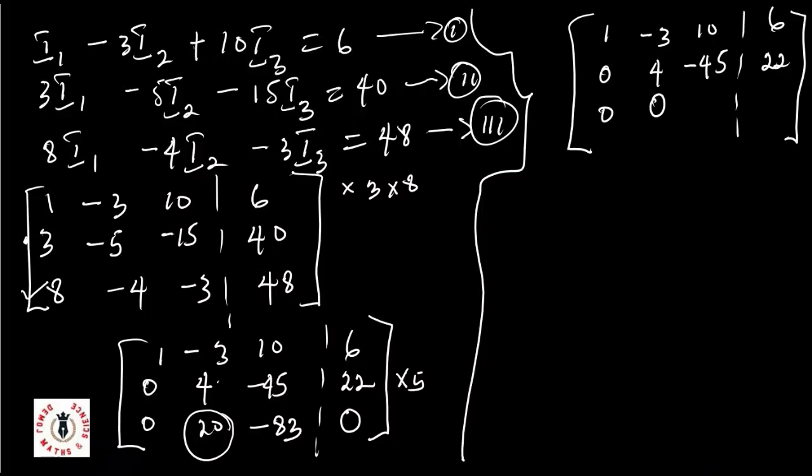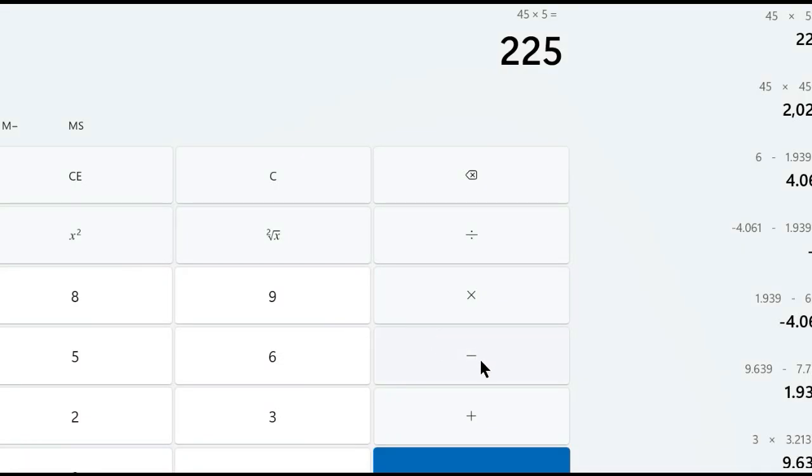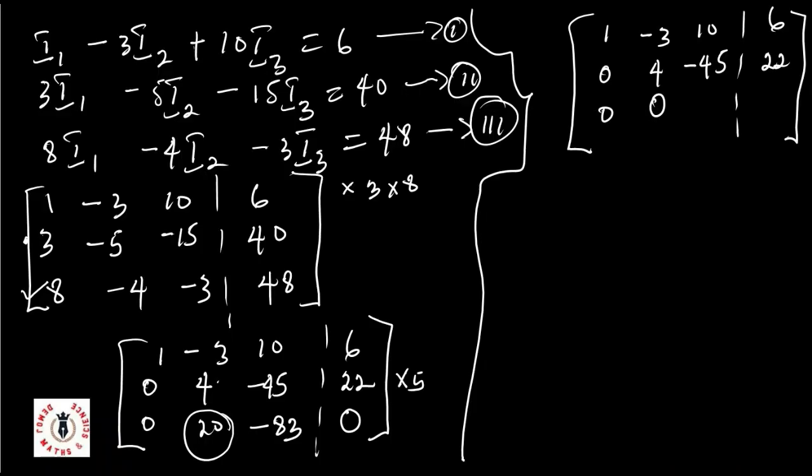That's 225. Then I'll be doing minus 83. That will be 225 minus 83, that's 142. So I'll have 142. I have 22 times 5. 22 times 5 is 110. 0 minus 110. That's minus 110.